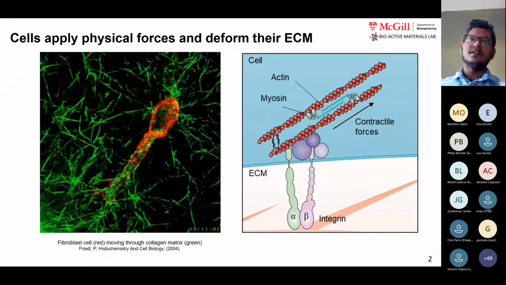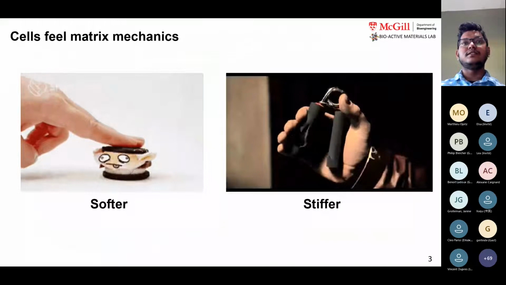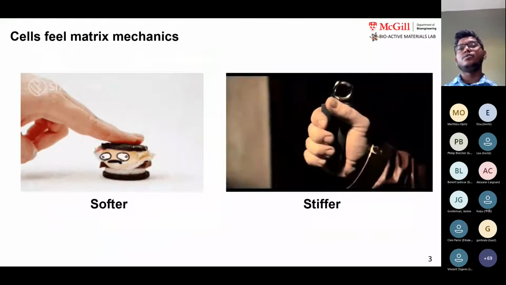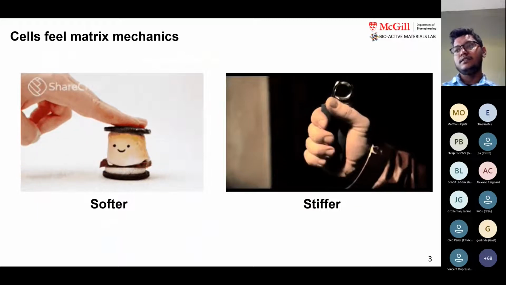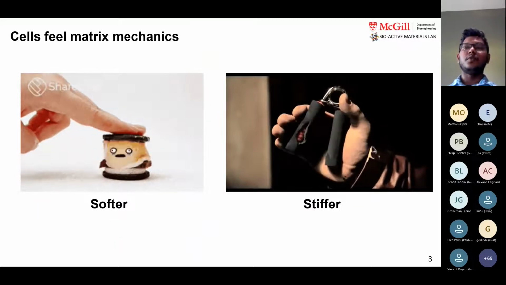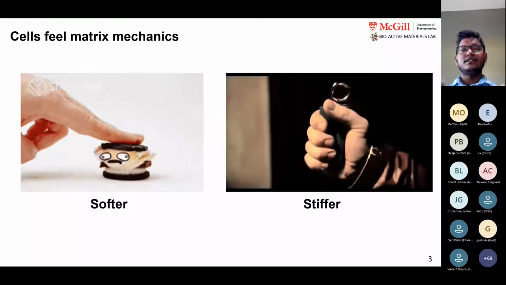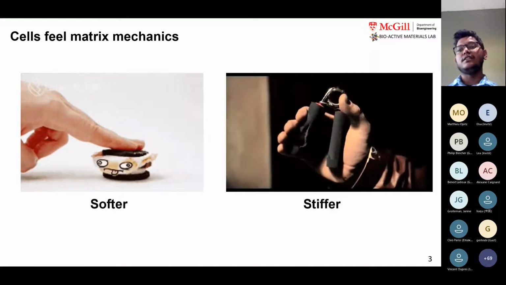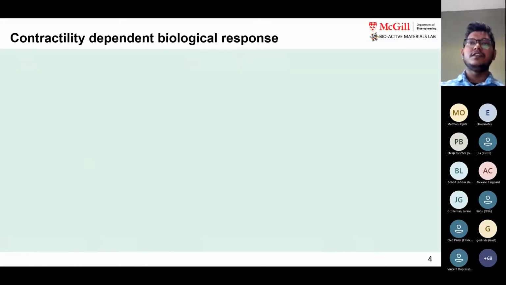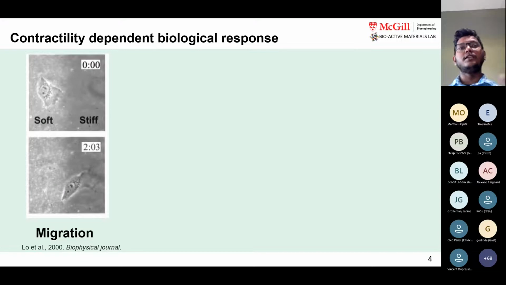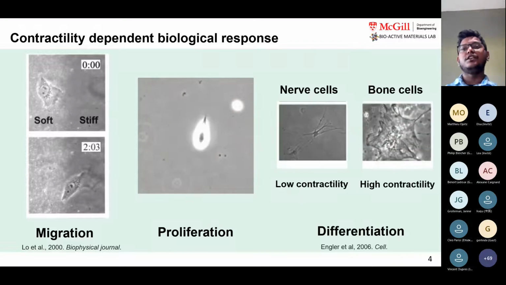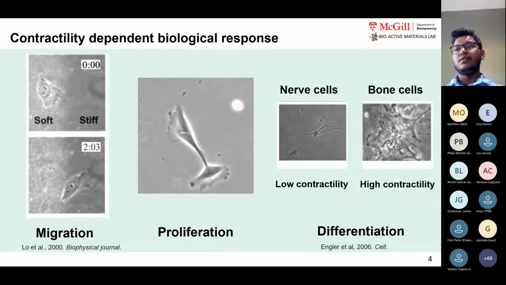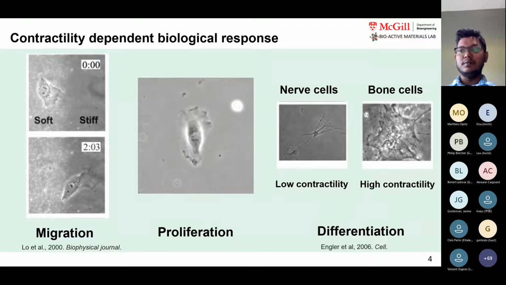Cells deform the matrix and sense its mechanical properties, such as how soft or how stiff it is, and based on that they respond biologically. For example, increasing the stiffness of the matrix can increase contractility, which can allow the cells to migrate more towards the stiffer side, or the cells proliferate more, or stem cells differentiate into different cell types. All of this is important for growth and development.